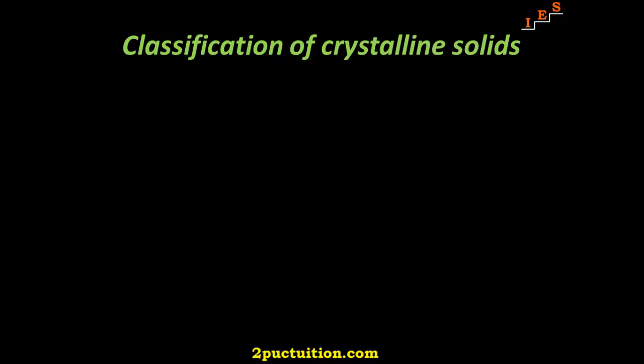Classification of crystalline solids. We have learnt about amorphous substances and that they have only short range order. However, most of the solid substances are crystalline in nature. For example, all the metallic elements like iron, copper, and silver, non-metallic elements like sulfur, phosphorus, and iodine, and compounds like sodium chloride, zinc sulfide, and naphthalene form crystalline solids.